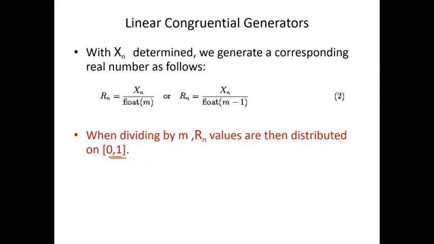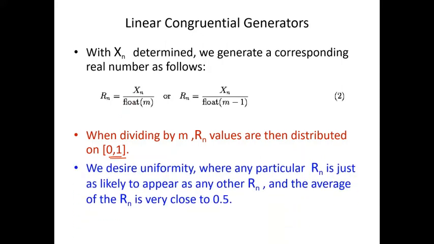Remember, I can never get a value greater than 1. And normally we want uniformity in the pattern of the random numbers generated. So the random numbers generated should be uniformly distributed. In that case, Rn should be very close to the average value of 0.5.